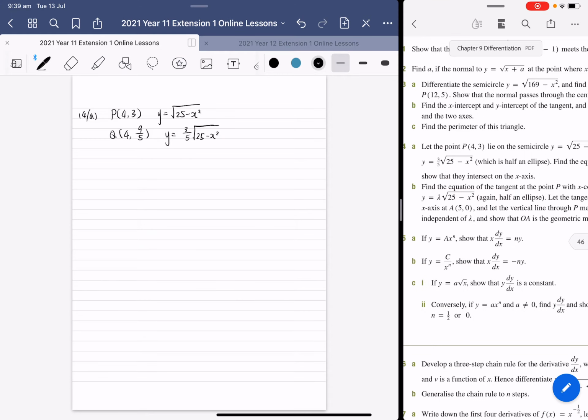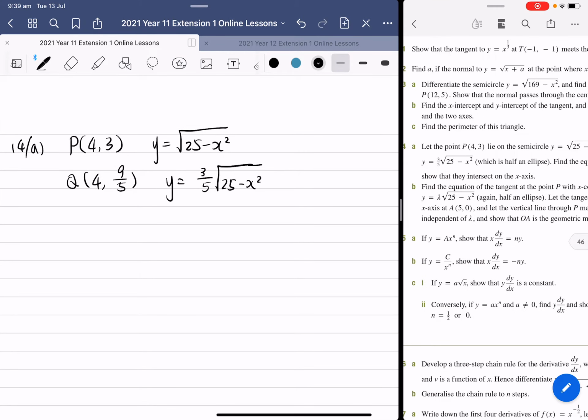All right, so let's start with this question. The way to do this question is pretty straightforward. We just need to find the equation of the tangent from here and the equation of the tangent from there, and then find the intersection point between the tangents. So let's just start. I'm just going to label this equation 1 and equation 2.